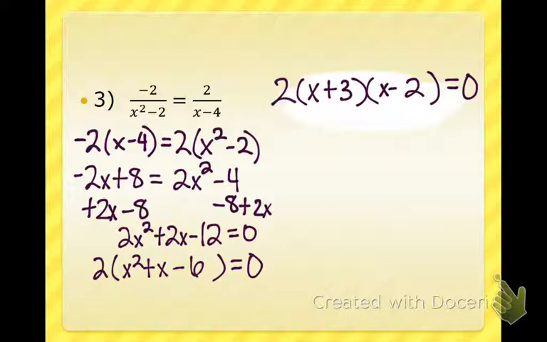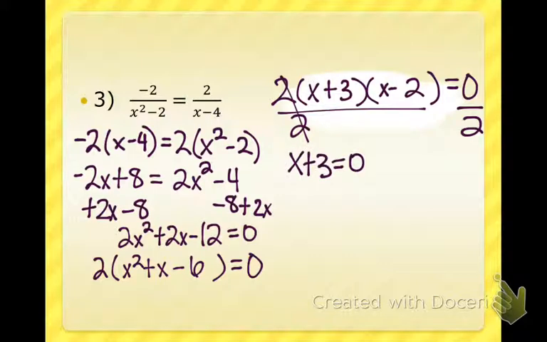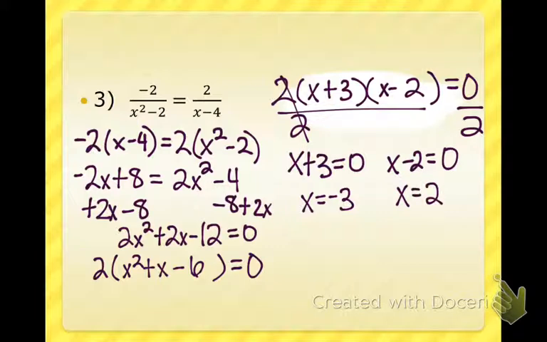We can divide it now if we didn't divide it earlier, because 0 divided by 2 is still going to be a 0. So what do we do with what's left? Set them equal to 0, and then solve. What do we get for x? Negative 3. x equals negative 3, and x equals 2.